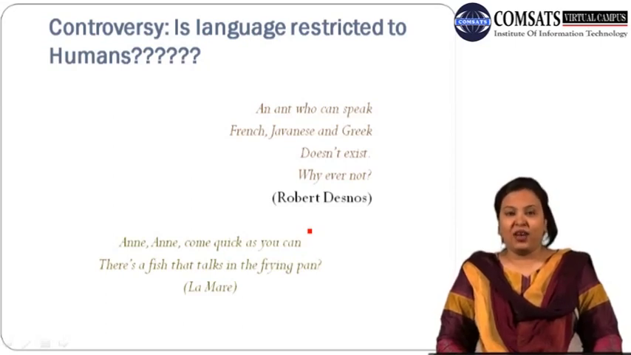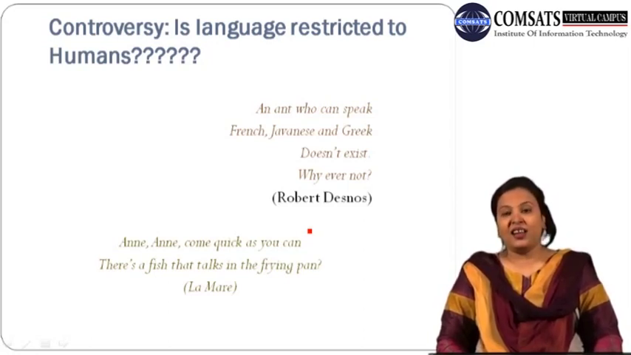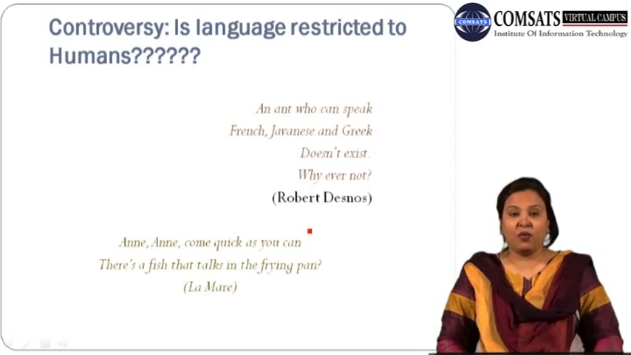For example, I would like to read this small beautiful poem by Robert Desnos. An aunt who can speak French, Javanese and Greek doesn't exist. Why ever not? So again, bringing into our consideration whether language is purely human. Is this something which is only and only specific to human beings? Look at another small two lines by Walter de la Mare. And come quick as you can. There is a fish that talks in the frying pan.